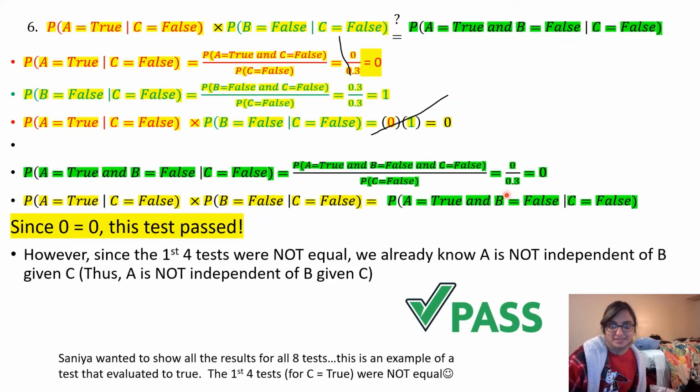And for the right-hand side, what we see here is that the probability of A is true and B is false, given that C is false, is equal to the probability A is true and B is false and C is false, divided by the probability that C is false. And this is 0 over 0.3, which is just 0. So the left-hand side is 0, as we saw here, and the right-hand side is also 0. So since 0 equals 0, this test passed. And again, we already know that A is not independent of B given C, but this is just another example of a test that passed, just for you guys to see.